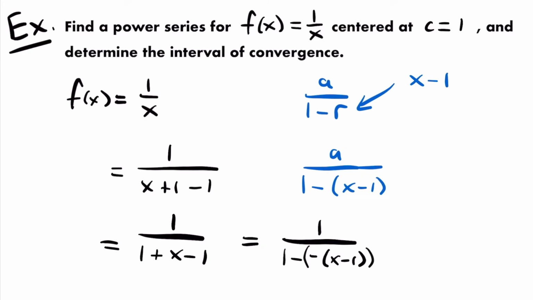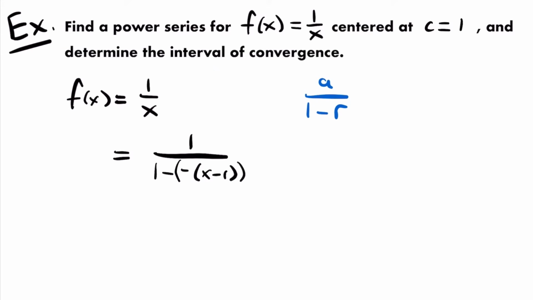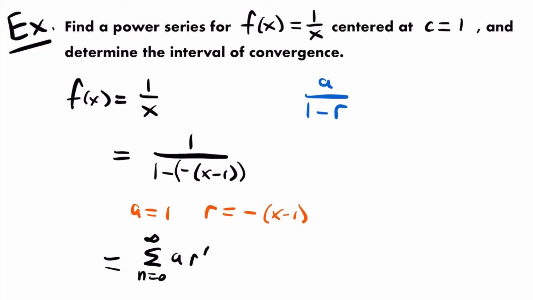Okay, so if I clean up my work here, we would say that for this function, if we're comparing it to the form of a geometric sum, that a is equal to 1 and r is equal to negative x minus 1. All right, and so we could rewrite this function to be the sum from n equals 0 to infinity of a times r to the power of n, which will be 1 times negative x minus 1 to the power of n. All right, so I'm going to replace a and r with what they're equal to. A is just 1, so we have 1 times r, which is negative x minus 1 to the power of n. Okay, now we can simplify this a little bit.